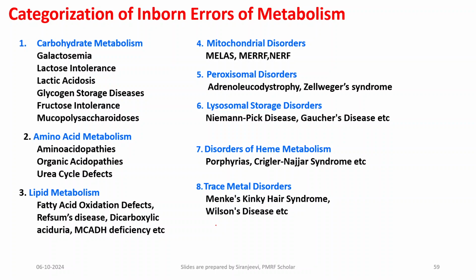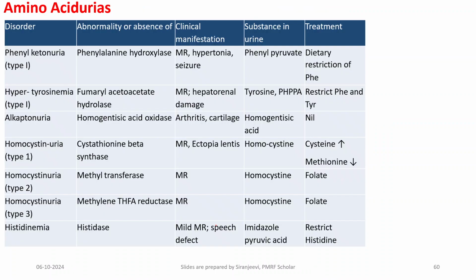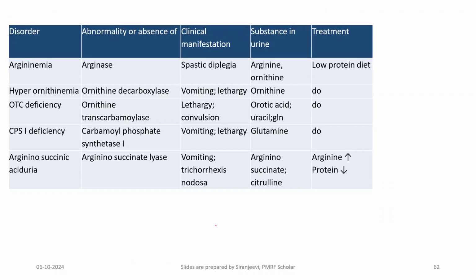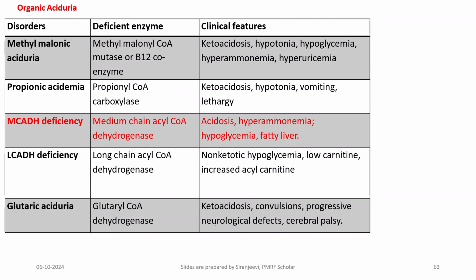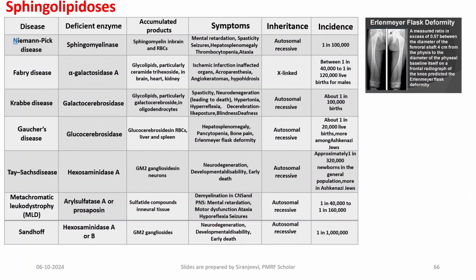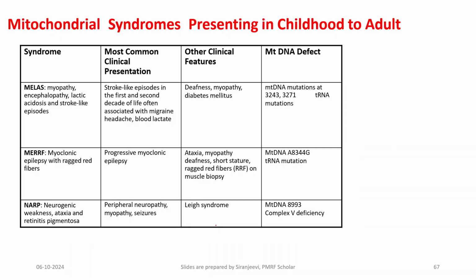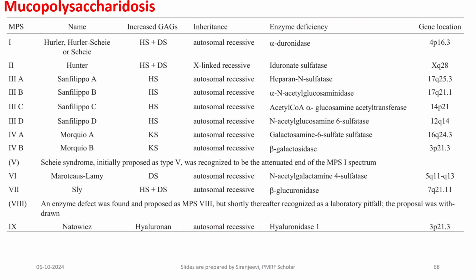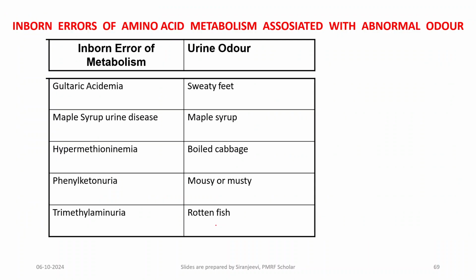The list of metabolism and inborn errors of diseases that we have given in tabulated form: these are the amino acidurias, the organic acidurias, the glycogen storage diseases, and then the sphingolipidoses. You can go back, see, and read the slides on what the different disorders are in the different metabolisms, and finally the mitochondrial syndromes presenting from child to adult. Then finally it ends with the mucopolysaccharidoses.